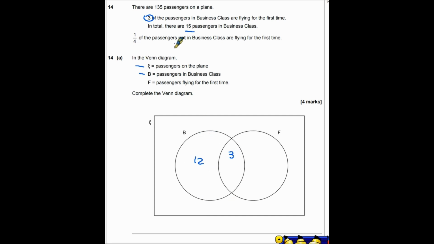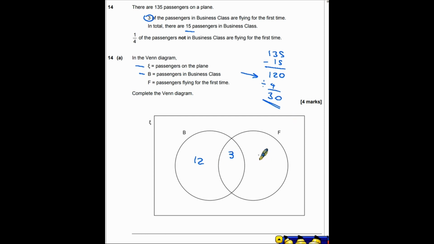A quarter of the passengers not in business class, well, we need that number. So if there are 135 passengers and 15 of them are in business class, take that away, it means there are 120 other passengers. It tells us that 1/4 of the passengers that are not in business class, so that's 1/4 of this 120. So divide that by 4, we get 30. Those 30 are also flying for the first time.